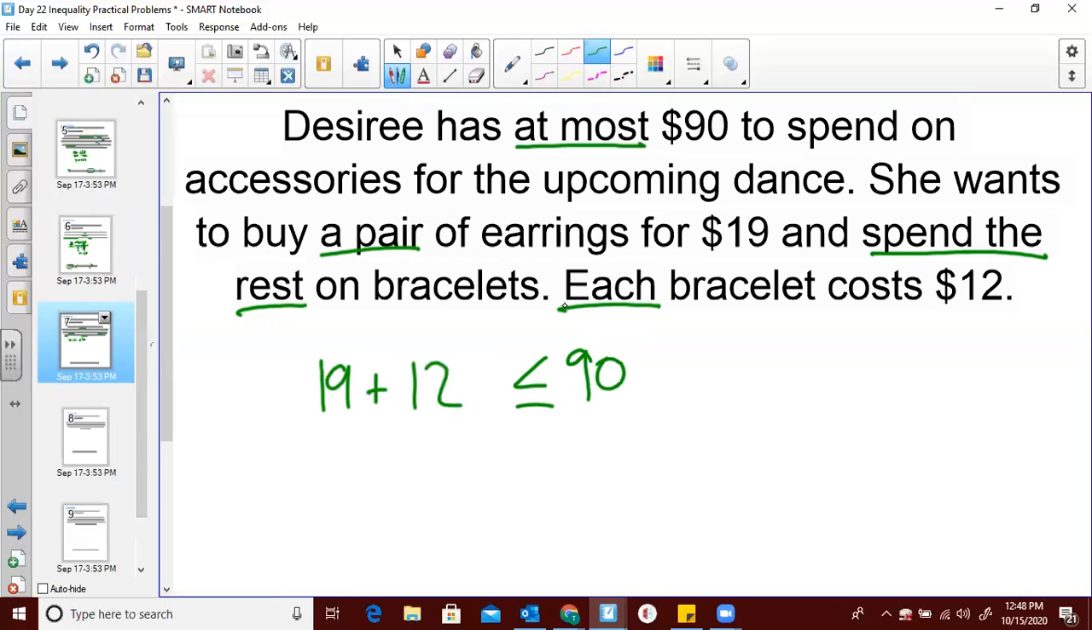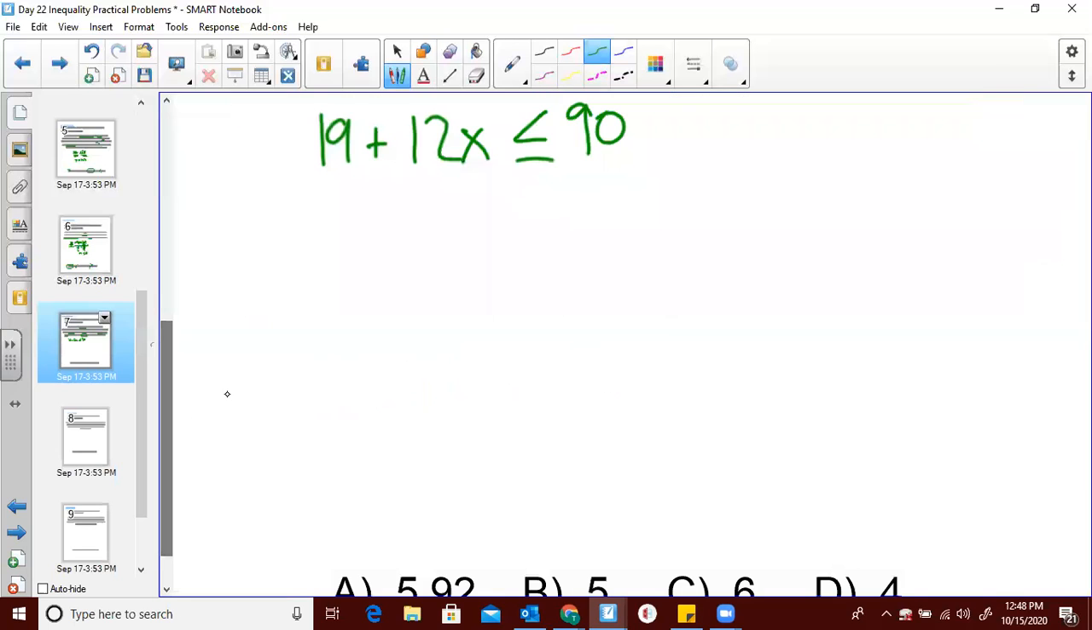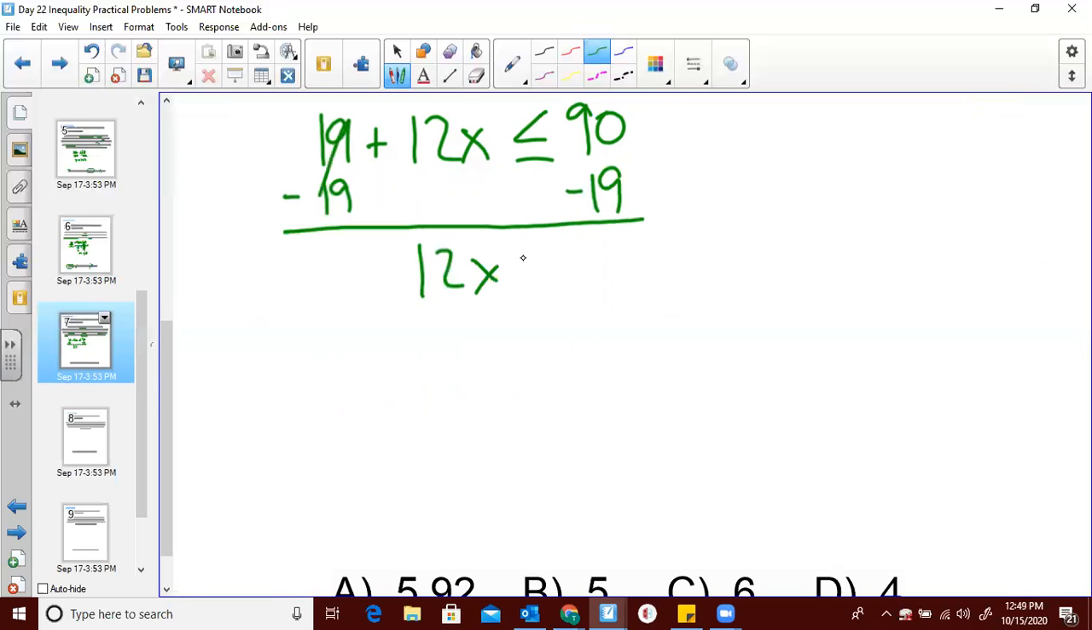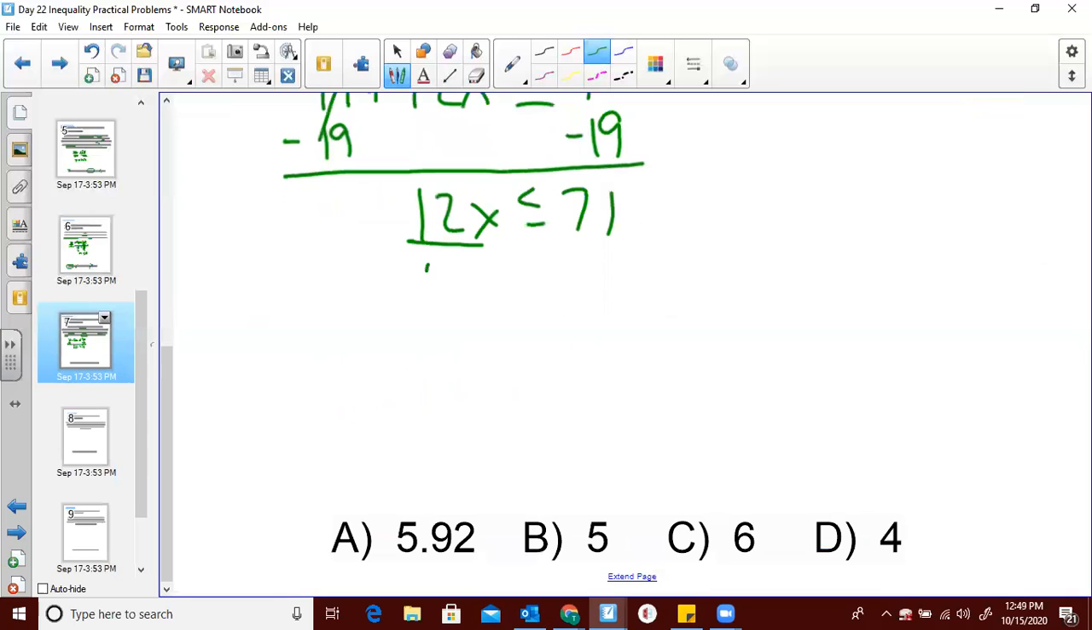And remember this big word each here. And don't forget, each can also be per or every. And once again, you guys have a two-step equation. So we'll subtract 19 from both sides. They cancel out. You'll be left with 12x is less than or equal to 71. Divide both sides by 12. It's the opposite of multiplication. And you're going to get 5.92. I think there's repeating numbers.